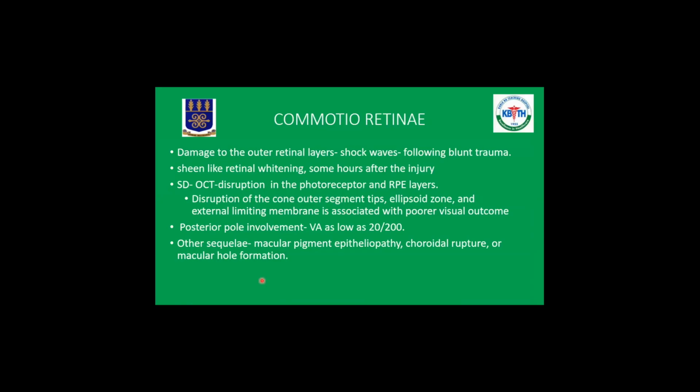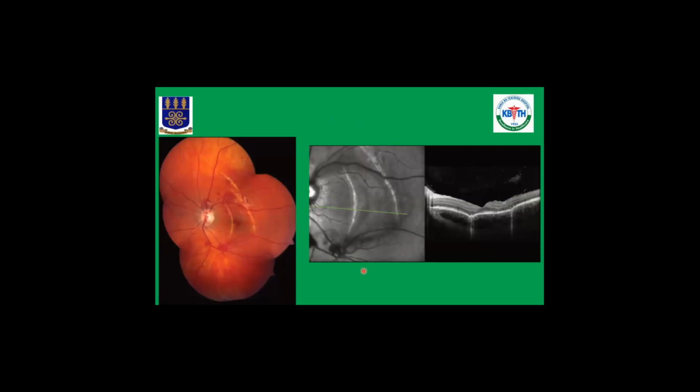If it involves the macula, the visual acuity can be diminished as low as 6/60. Other factors that will lead to poor acuity with macular involvement are pigmentation of the macula, associated choroidal rupture, or macular hole formation following the commotio retinae that was mentioned earlier by Kwesi. So who can describe these two pictures?